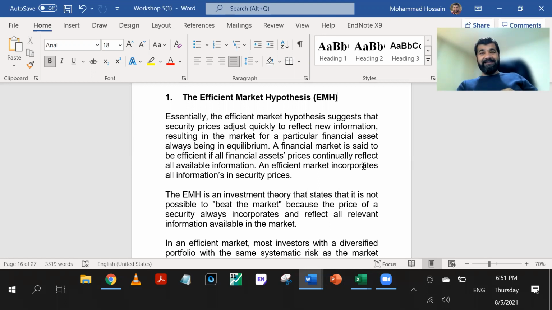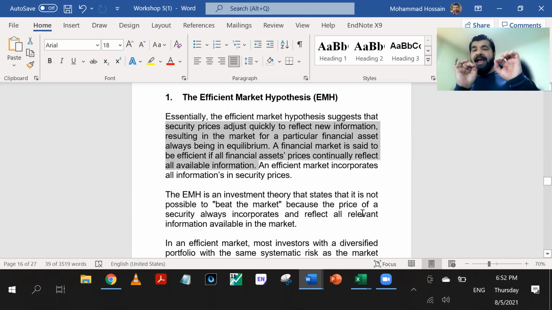It says that all information about the company is reflected through the share price. The efficient market hypothesis suggests that security prices, share prices, adjust quickly to reflect new information, resulting in the market for a particular financial asset, the share, always being in equilibrium. A financial market is said to be efficient if all financial assets or share prices continually reflect all available information. So anything that happens with the company, the share price immediately has an impact.